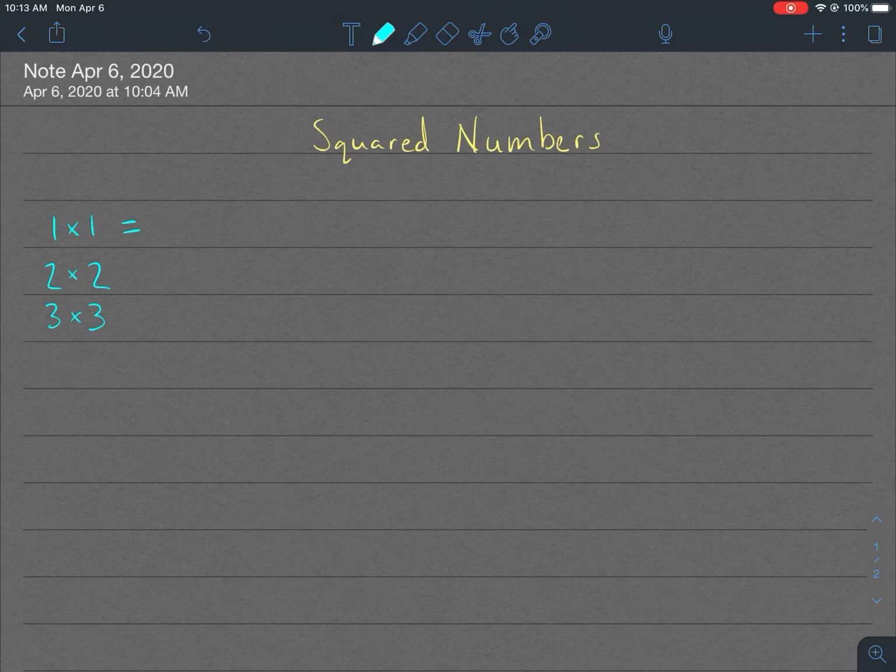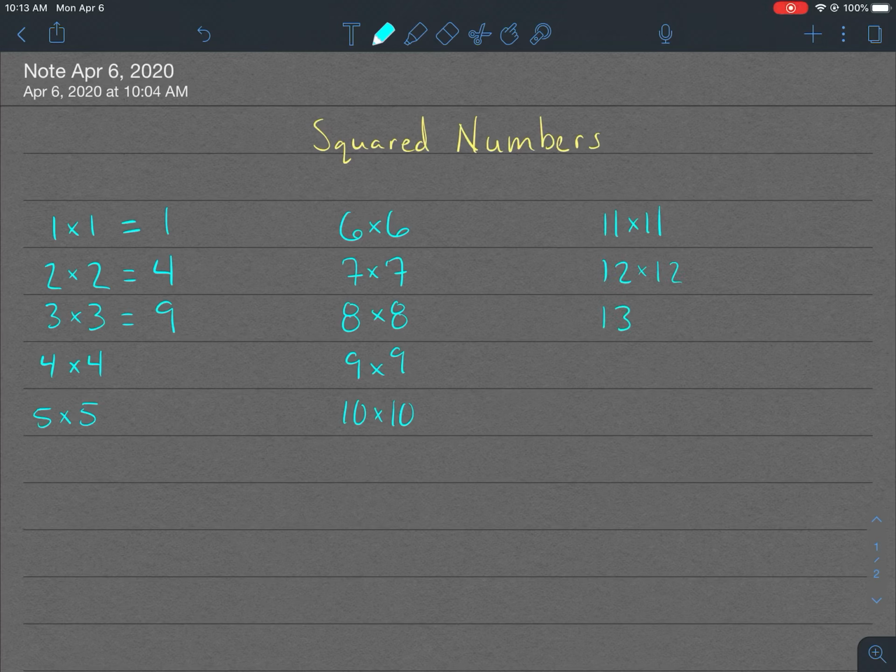So 1 times 1 is 1, 2 times 2 is 3, I'm sorry, just kidding, it's 4. 3 times 3 is 9, and we're going to keep on going. So we're going to keep filling this up. 4 times 4, 5 times 5, 6 times 6, 7 times 7, 8 times 8, 9 times 9, 10 times 10, 11 times 11, 12 times 12, 13 times 13, 14 times 14, and we'll stop with 15 times 15.